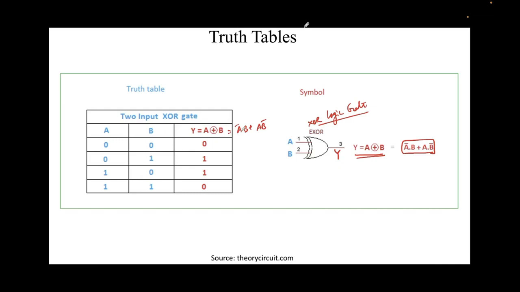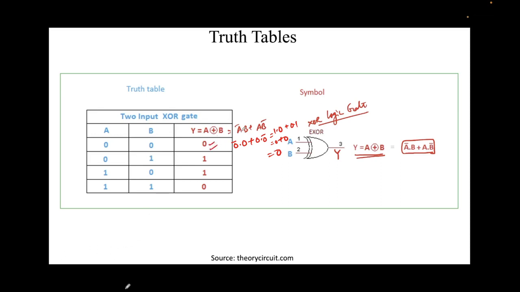I'll do the first row, since I didn't do it here properly. We know that A is 0 and B is 0. So we'll say 0 bar dot B is 0, plus A B bar. The value of A is 0 and B is also 0, 0 bar. So this will come out to be 1 times 0 plus 0 times 1, which is 0 plus 0. 0 plus 0 is 0, and hence it will be 0.